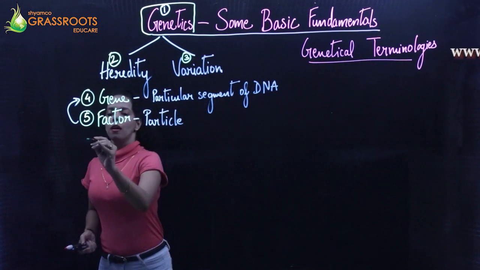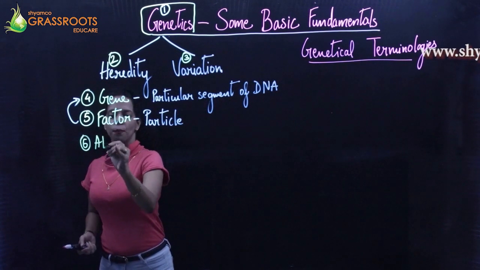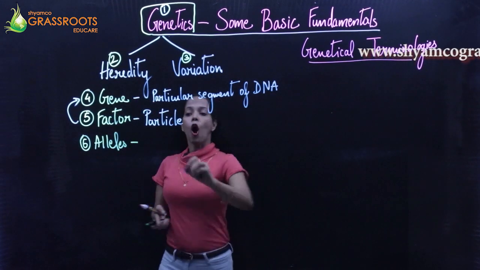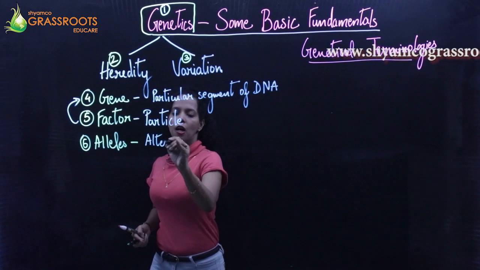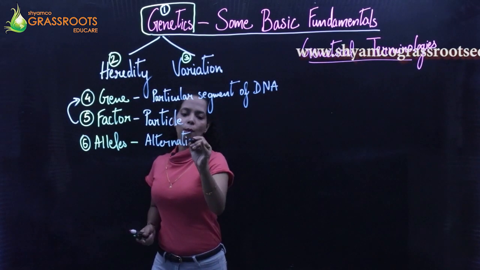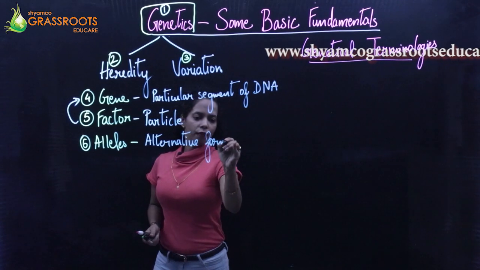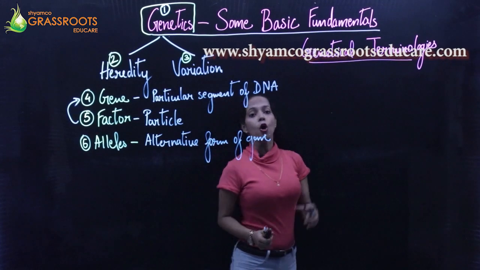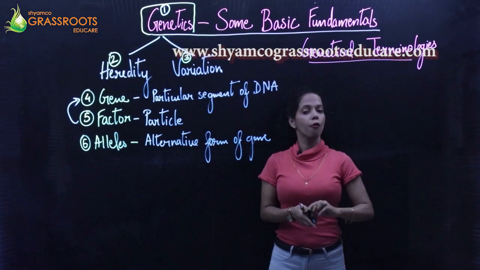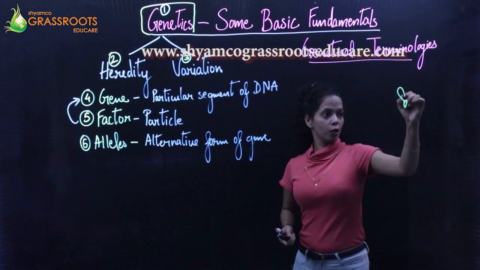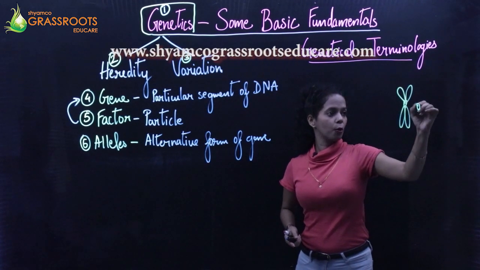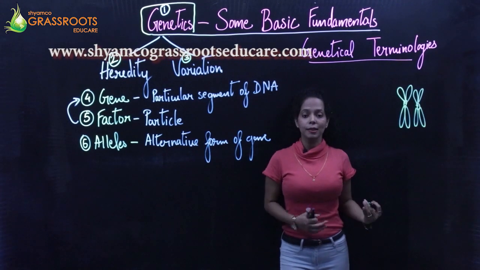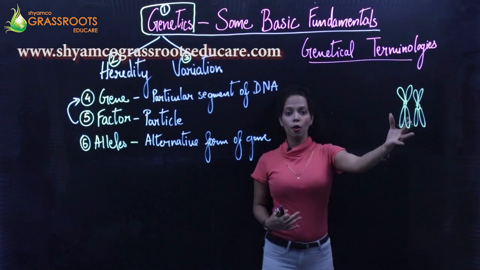Next, sixth number is allele. What are alleles? Alleles are nothing but alternative forms of gene. First half of the definition, which is present where? It is present on the same loci of homologous chromosomes. Now, what is homologous chromosome? It's a pair of chromosomes. I hope you remember the previous chapter I told you. Homologous chromosome, one from the maternal side, one from the paternal side. So, this is homologous chromosome.